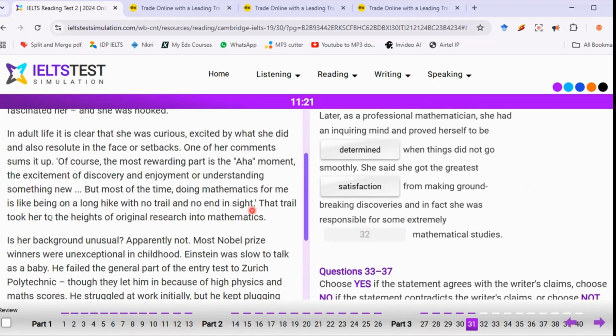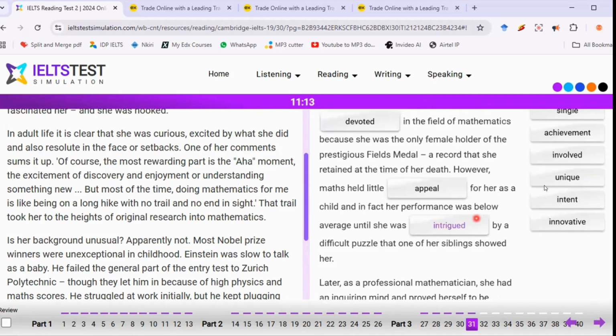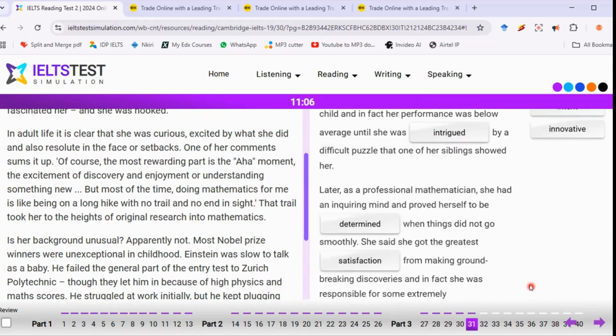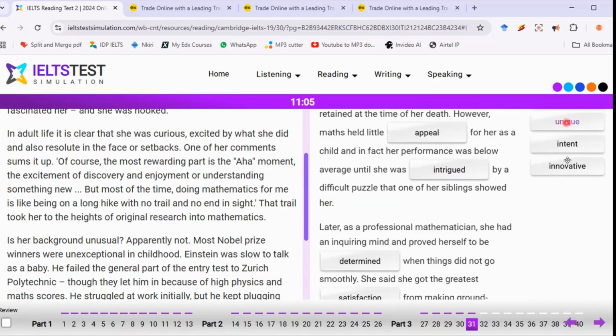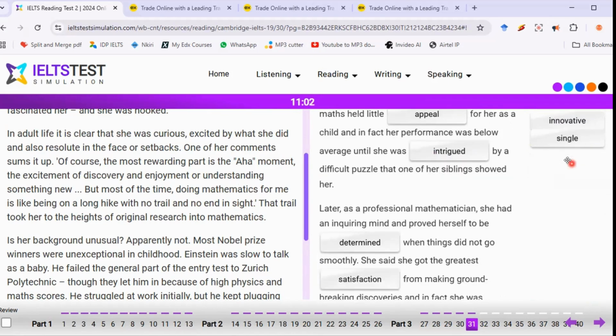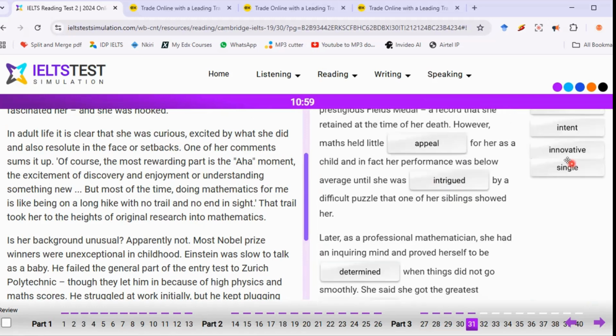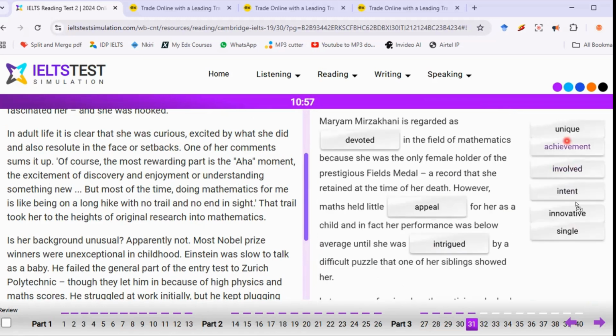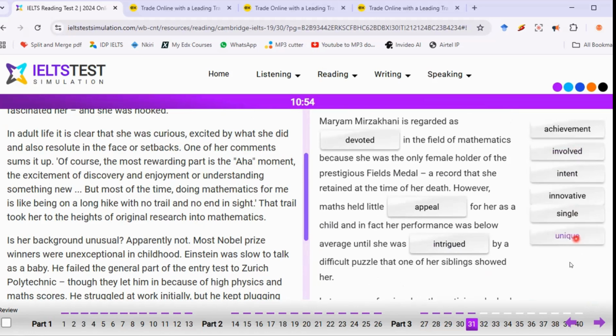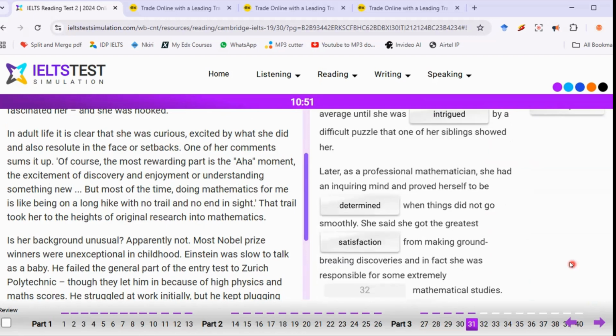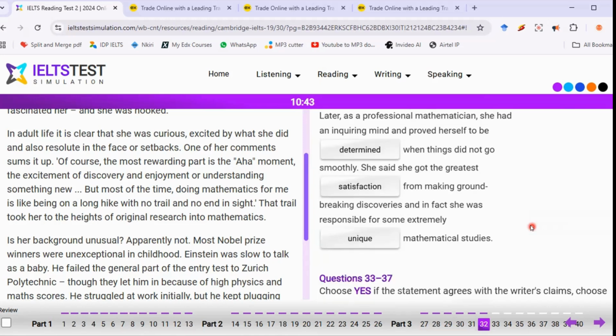That trail took her to heights of original research into mathematics. Extremely dash, extremely unique. I think unique is a good word there. Extremely unique. That's going to be the word for that final gap. Unique. How do we carry unique now? Okay. Unique has moved to the bottom. Now I can carry unique from here to number 32. So I've solved the gap filling questions.